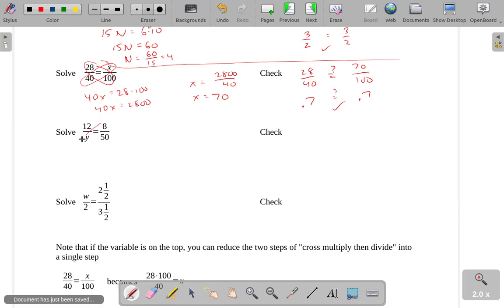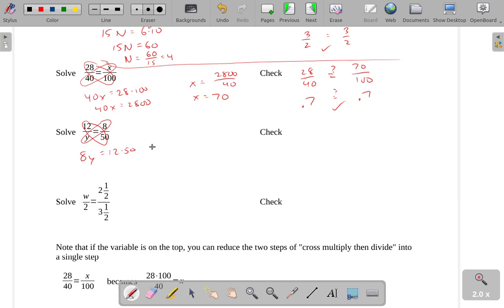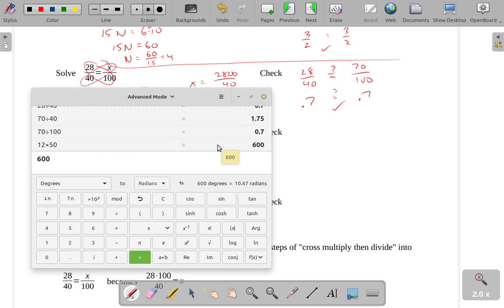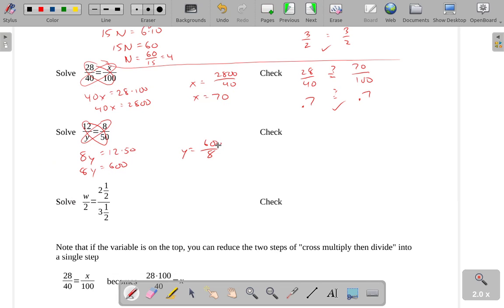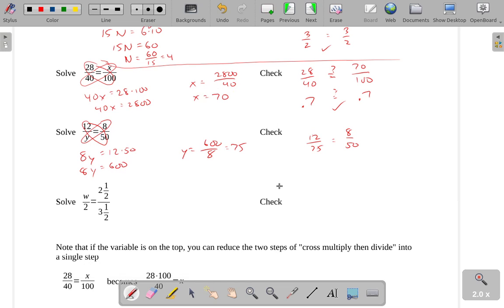Here we have another example. 8y equals 12 times 50. So I get 12 times 50, which is 600. So y must be 600 divided by 8, which gives me 75. Let's check this one. 12 divided by 75 equals 8 divided by 50. 12 divided by 75 is 0.16. 8 divided by 50 is also 0.16.